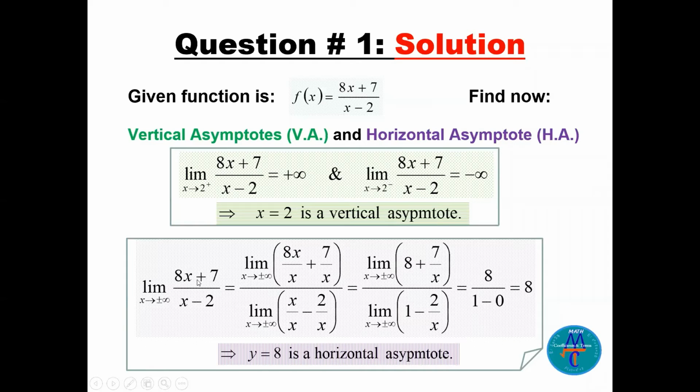Now, to find the horizontal asymptotes, we can divide each term here by x with the highest power, which is x. So 8x over x, 7 over x, x over x, 2 over x. This will be 8 as a constant, and 7 over x, with x going to infinity, will be 0. And here 1 minus 2 divided by infinity will also be 0, so 8. So y equals 8 is the horizontal asymptote.